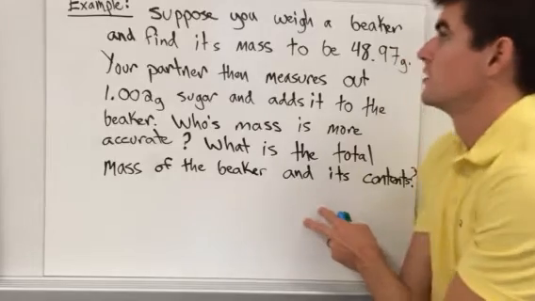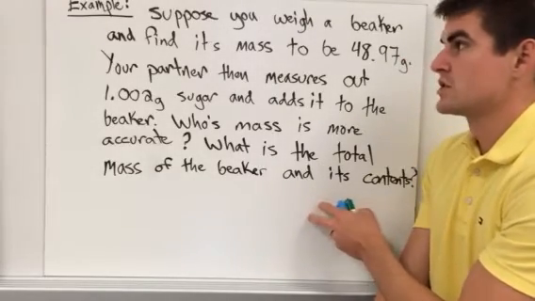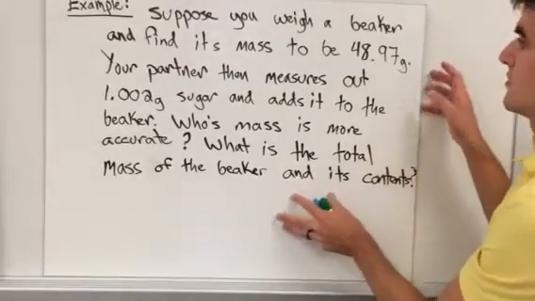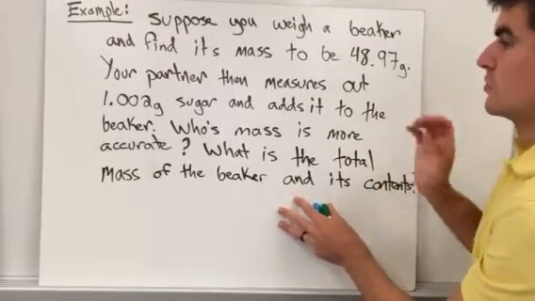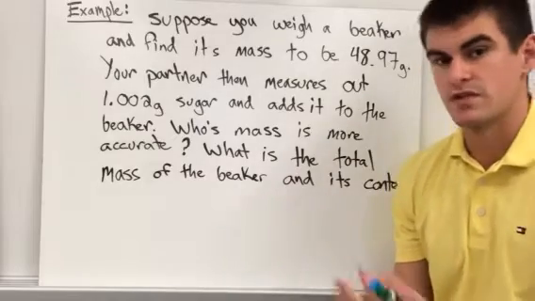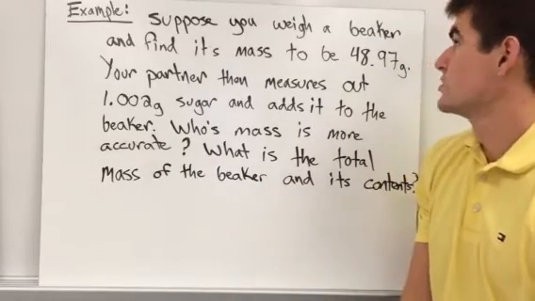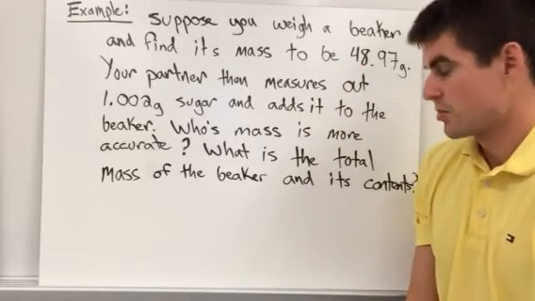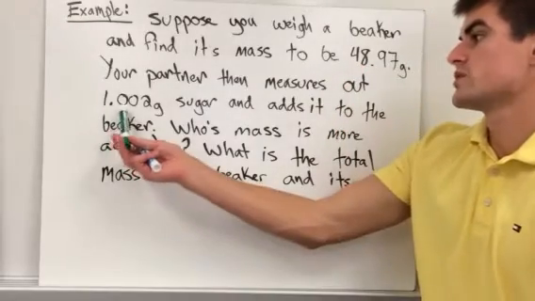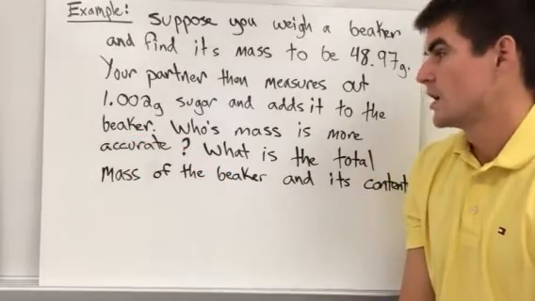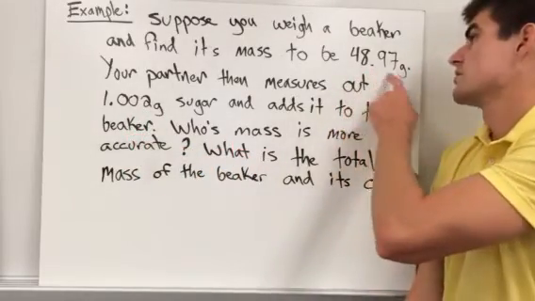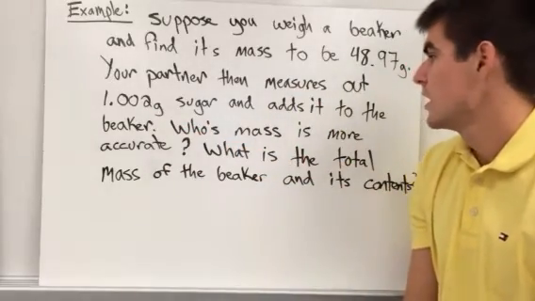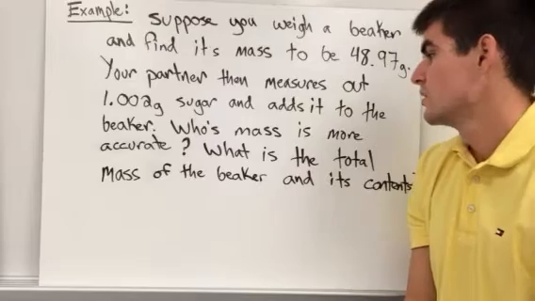Last little bit here, just an example, something you will see in lab. We'll weigh a beaker, and then we'll put something in it and weigh it again. So suppose you weigh a beaker and find its mass to be 48.97 grams. Your partner measures out 1.002 grams of sugar. That was probably on a different balance because it gave us different numbers of sig figs, but then adds it to our beaker.